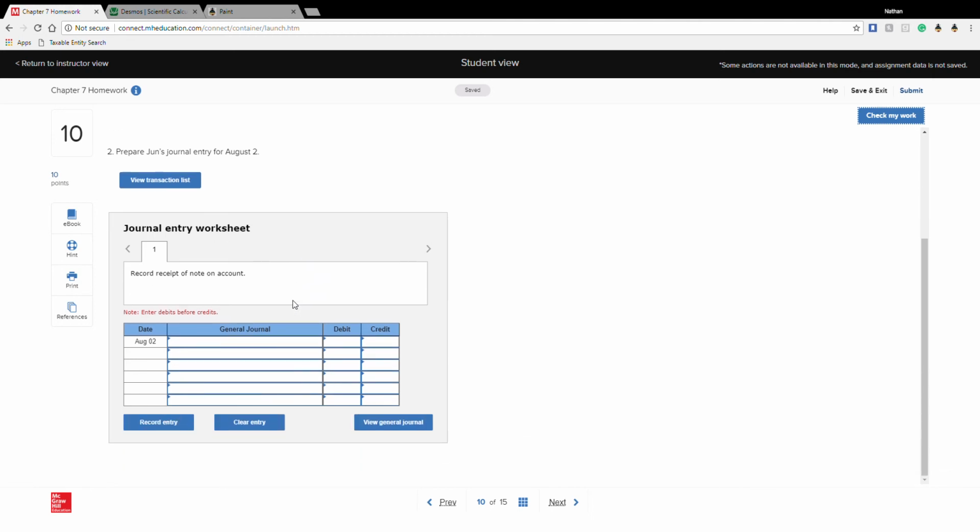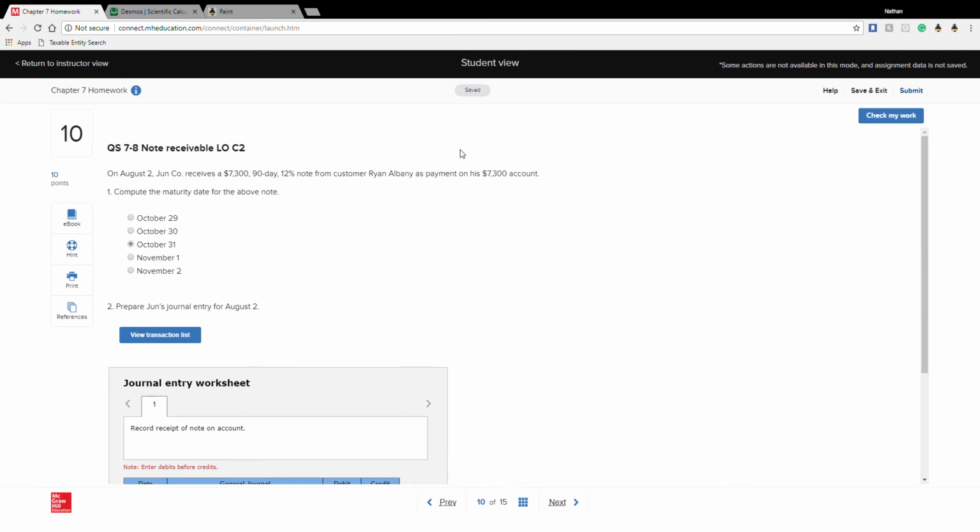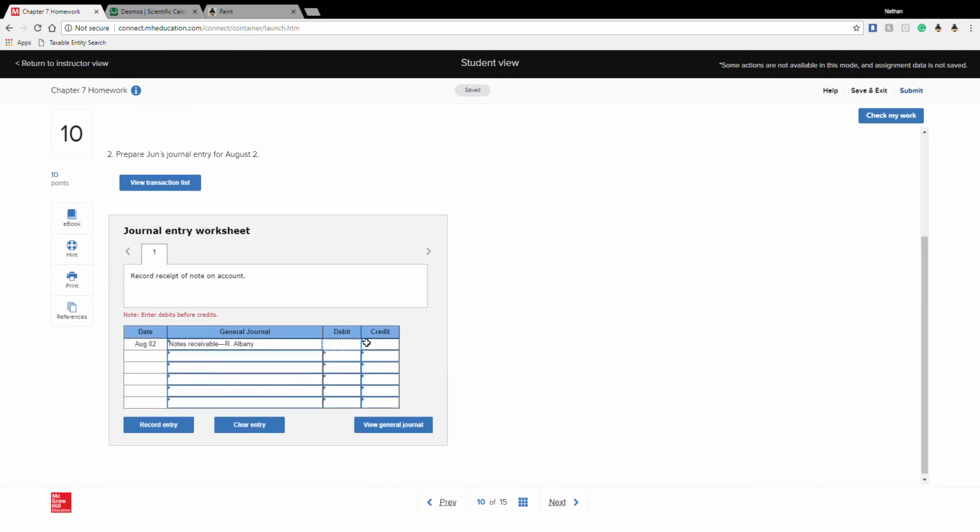Record receipt of note on account. This is establishing the note itself. Well, since we know this is a note receivable, we will have note receivable R Albany, and it's going to be for the amount that it is. Okay, so 7,300.